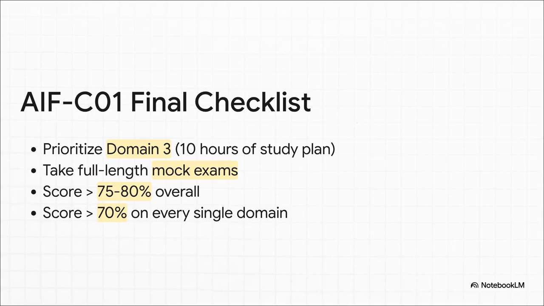Okay, let's bring this whole thing together. Here is your final, ultimate checklist for AIF C01 readiness. First, you've got to prioritize Domain 3. Remember, you should be allocating about 10 hours of a 30-hour study plan just for foundation models alone. Second, take full-length mock exams to track your domain-by-domain performance. According to the experts in our sources, you should only book the real test when you are consistently scoring above 75 to 80% overall, and crucially, with no single domain dropping below 70%.